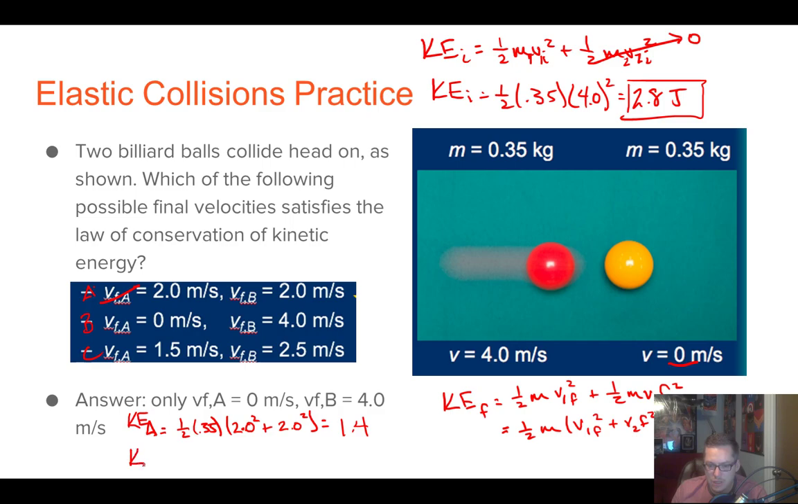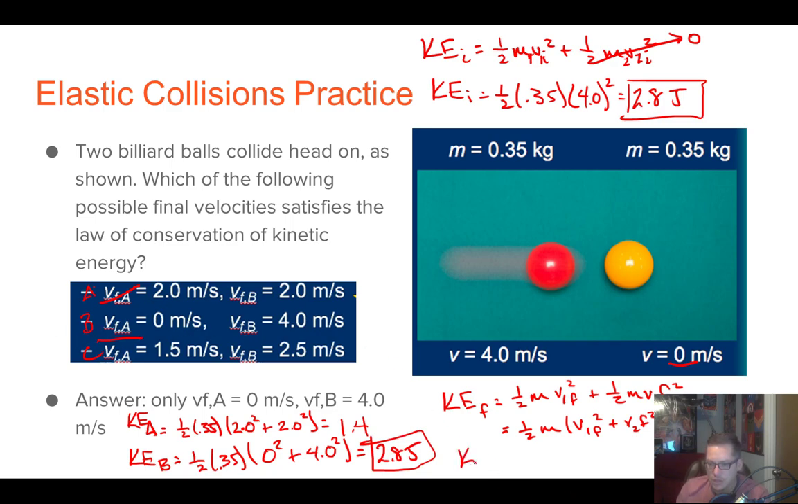Let's try kinetic energy of situation B. This would be the same start, 1/2 times 0.35 times (0 squared plus 4.0 squared). You can already tell, but I'll go ahead and do it just to prove it. 0.5 times 0.35 times 16 gives 2.8 joules. So that's good. This one's valid. B is valid, situation B, the second row here.